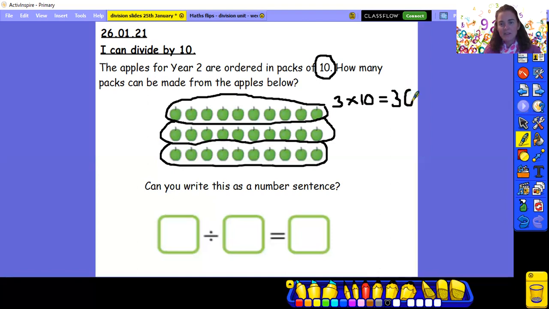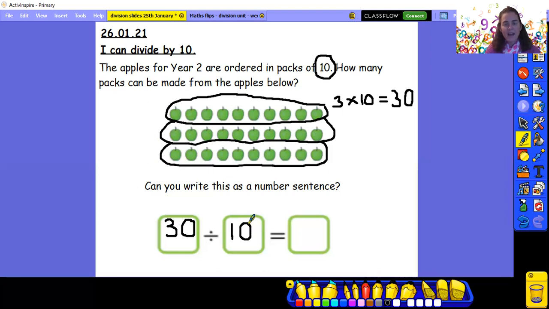So in our division number sentence, can you remember which number needs to go first in a division number sentence? Well done if you said the number 30, the biggest number. So I'm going to start with 30 here in my number sentence. 30. Now, what are we dividing it by? Let's have a look. They come in packs of 10. So we're trying to work out how many packs can be made. So we need to divide the total number of apples, which is 30, by how many can go in a pack. So we're going to do 30 divided by 10.